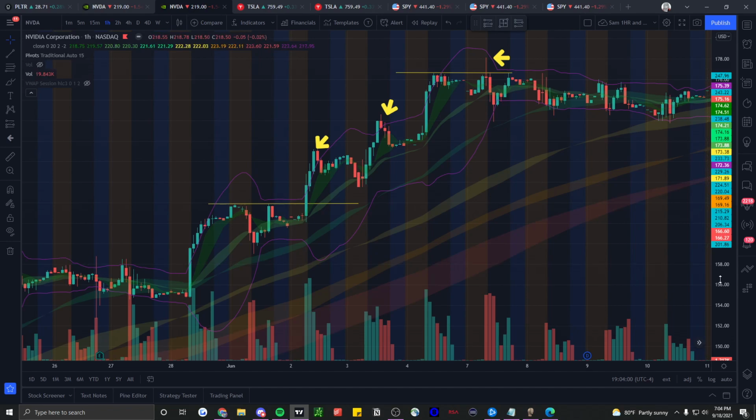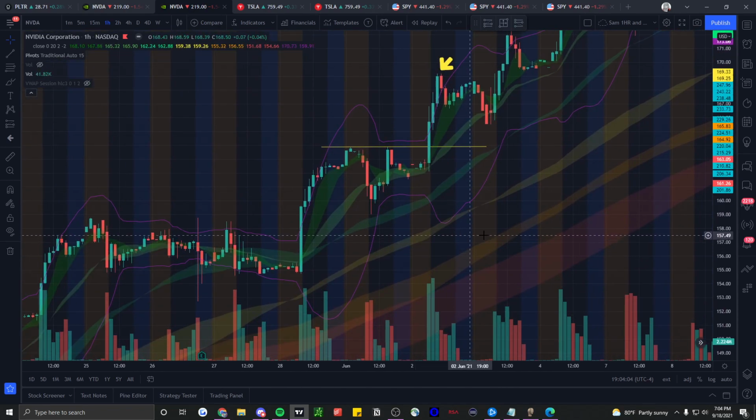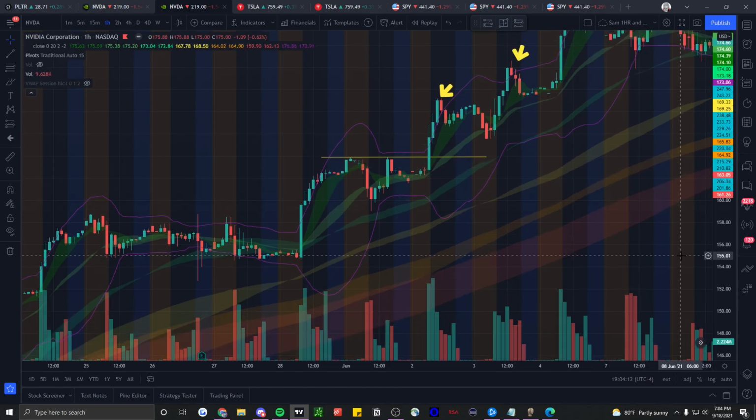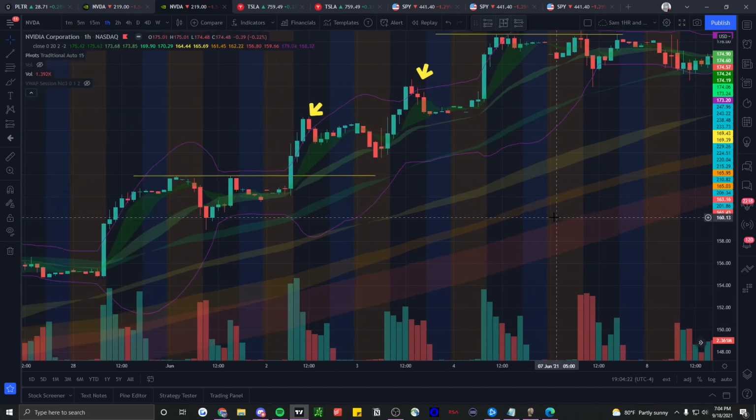So with this example on NVDA, say we want to take day 2 or day 3 from this breakout on June 1st. Notice how we rejected once here on our 60-minute chart, twice here on our 60-minute chart, and the third time we break out above this channel.